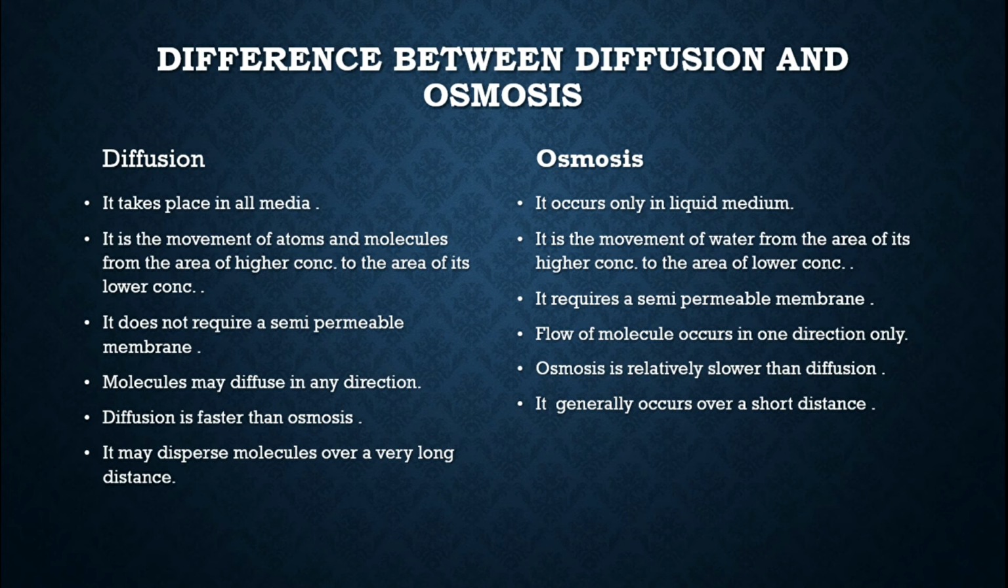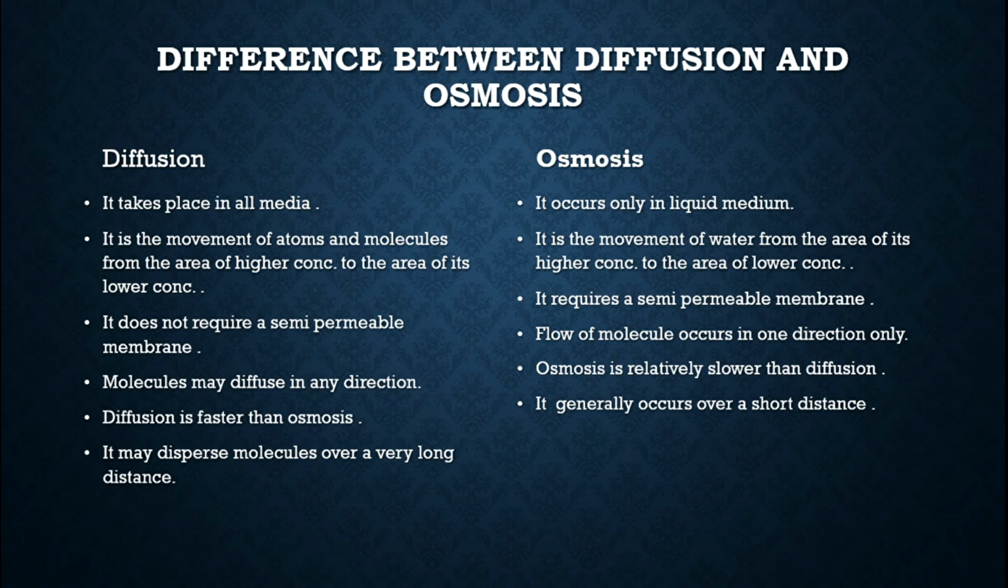The third point is that diffusion does not require a semi-permeable membrane, and osmosis requires a semi-permeable membrane. Now, in diffusion, molecules may diffuse in any direction. The diffusion of molecules occurs in any direction. But in osmosis, the flow of the molecules occurs in only one direction.